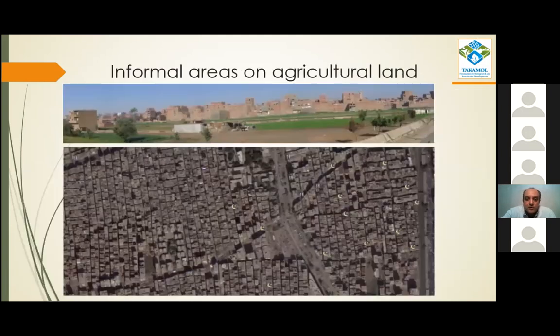This is another example of building on agricultural land. You can find these wide streets. It usually was what used to be canals, irrigation canals. And these are extensions over agricultural land. You can find that they follow the land lines, the land tenure lines, the agricultural basin lines.